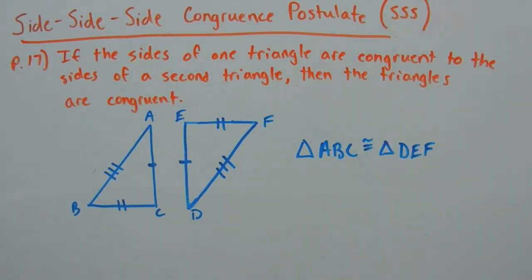And let's make a note that the orientation of the triangle does not affect congruence. The triangles can be flipped, rotated, or moved across the page, but they're still congruent. Let's put this postulate to use in a proof.